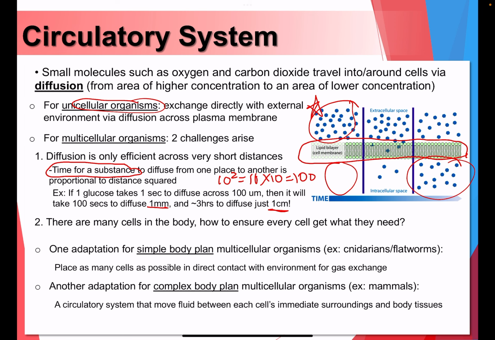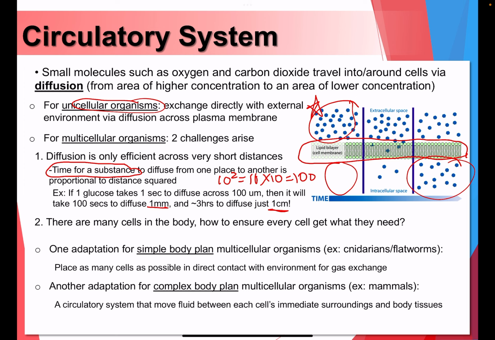Now, another adaptation for complex body plan multicellular organisms, such as mammals or humans for that matter, is that a circulatory system is needed to move fluid between the cell's immediate surroundings and the body tissues, because there are just too many cells to deal with and too many layers to deal with.